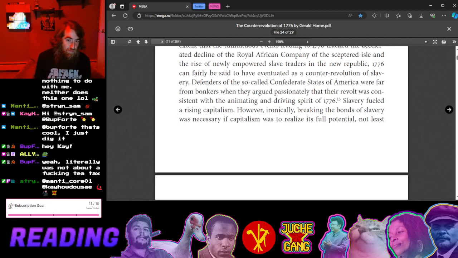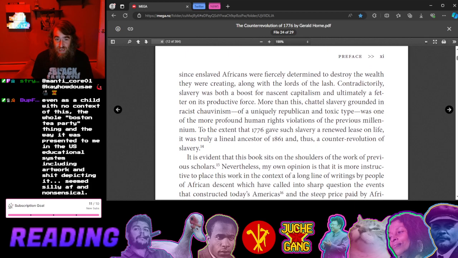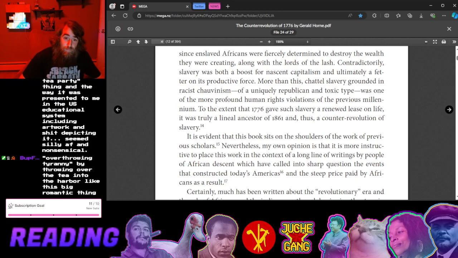Slavery fueled a rise in capitalism. However, ironically, breaking the bonds of slavery was necessary if capitalism was to realize its full potential, not least since enslaved Africans were fiercely determined to destroy the wealth they were creating, along with the lords of the lash. Contradictorily, slavery was both a boost for nascent capitalism and ultimately a fetter on its productive force. More than this, chattel slavery, grounded in racist chauvinism of a uniquely republican and toxic type, was one of the more profound human rights violations of the previous millennium. To the extent that 1776 gave such slavery a renewed lease on life, it was truly a lineal ancestor of 1861, and thus a counter-revolution of slavery.